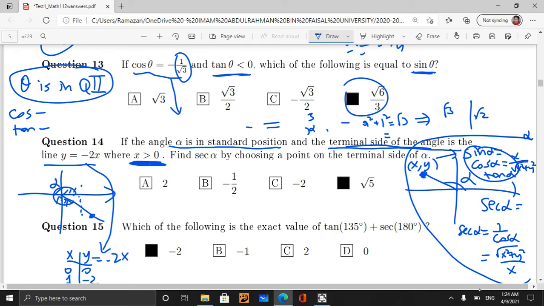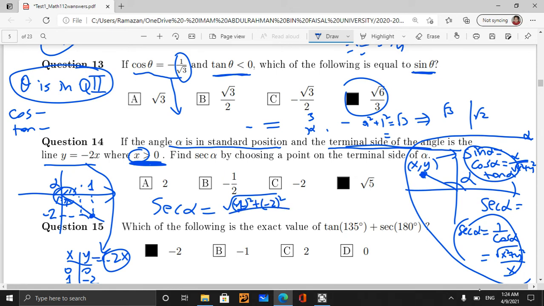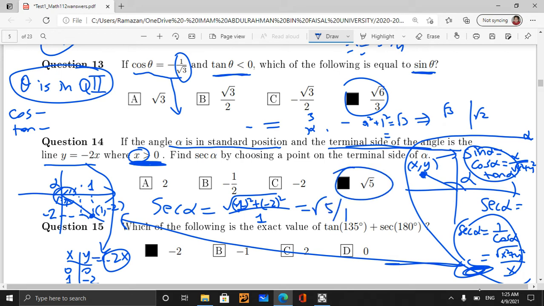Now we take a point here. How can you take a point? Put x equal to 1. Since it's y equal to negative 2x, y will be negative 2. So then you can use the formula: secant alpha is the square root of 1 squared plus negative 2 squared, divided by 1. I'm using this formula for the point 1, minus 2. So this will be square root 5 over 1, which is D.